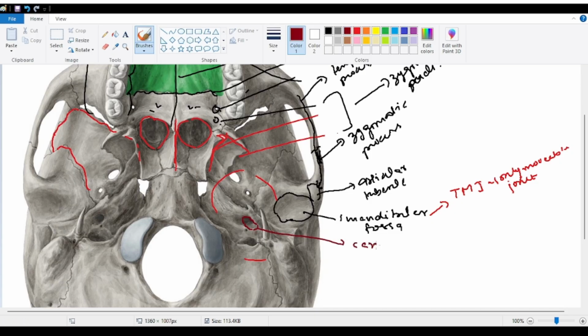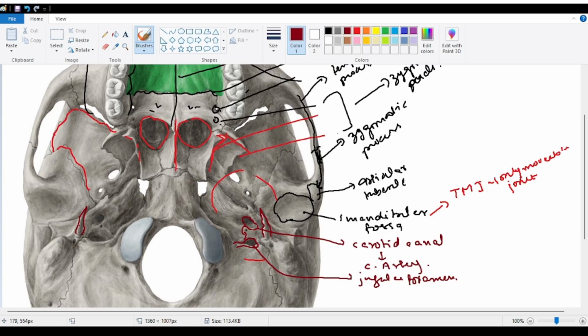This is known as the carotid canal, because it's a passageway for the carotid artery. Behind the carotid canal there is a foramen known as the jugular foramen. The jugular foramen is a passageway for many important contents, which I'm going to tell you at the end of the video.